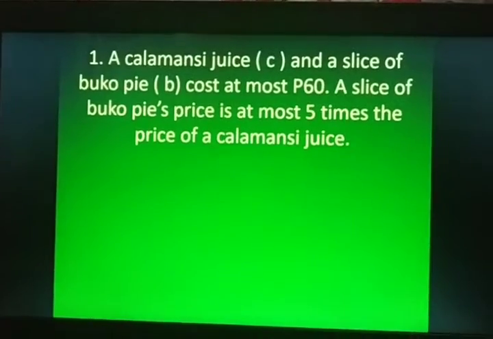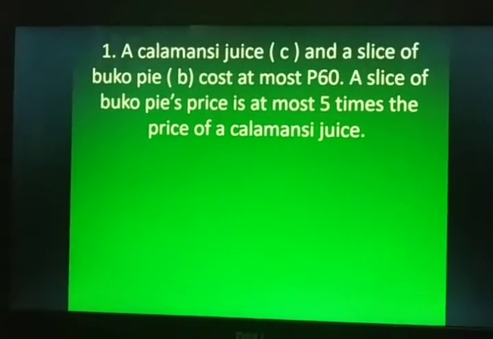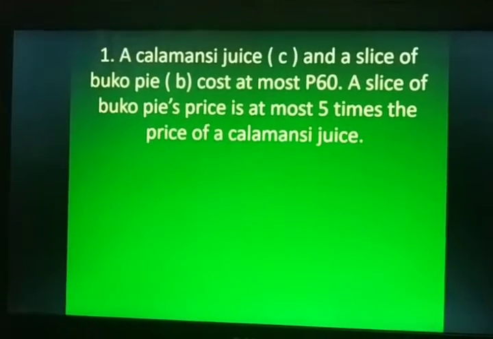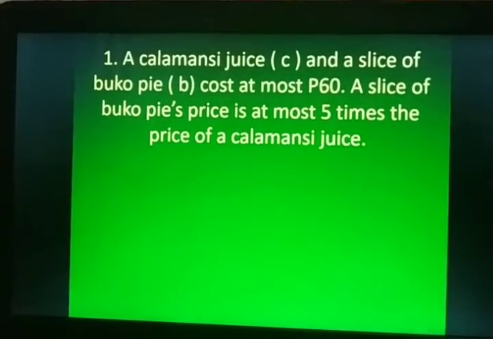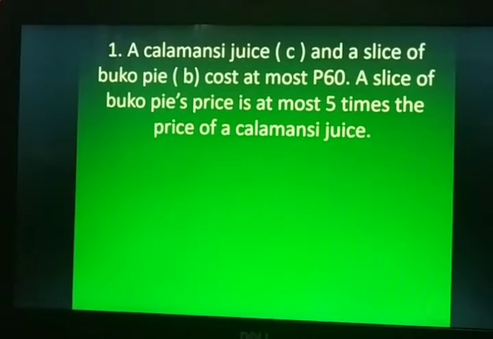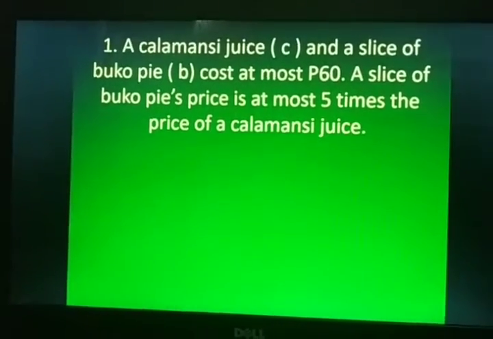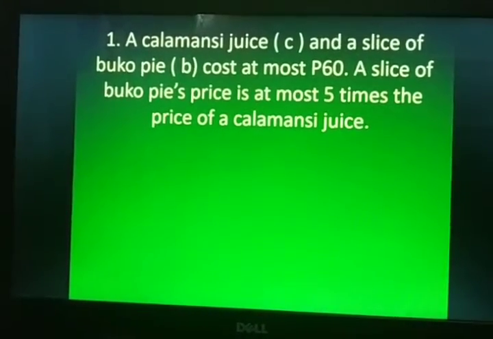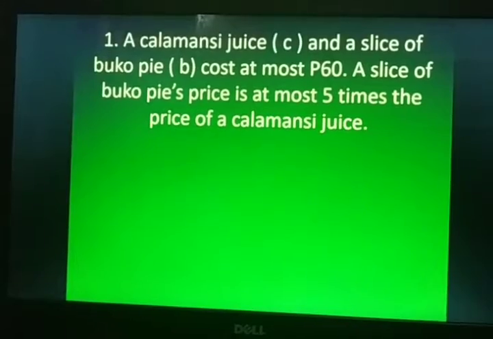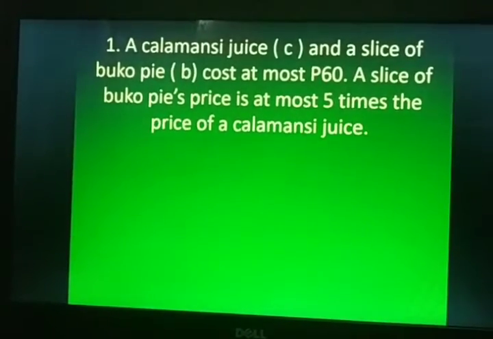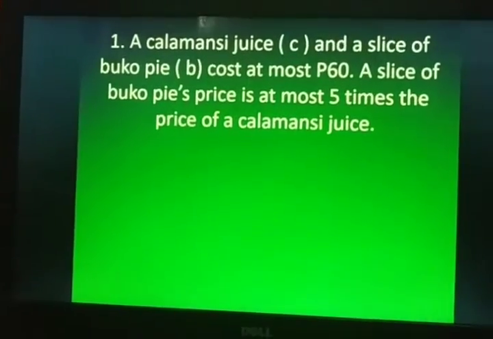Let us first translate this word problem into linear inequalities. So this is systems of linear inequalities. A calamansi juice, represented by C, and a slice of buko pie, B, cost at most 60 pesos. A slice of buko pie's price is at most 5 times the price of a calamansi juice. And so you keep on reading this.